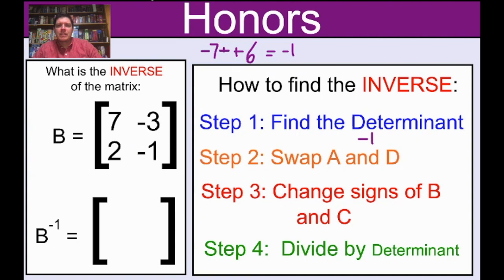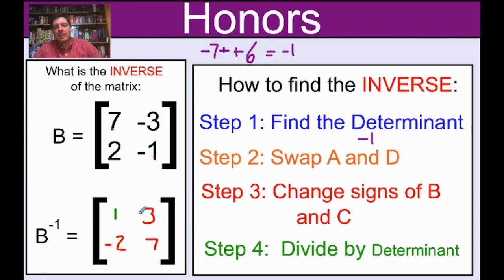Okay, next step, step number 2. I'm going to flip the 7 and the negative 1. Swap those positions. Step number 3, we're going to change the signs of the other two numbers, but keep them in place. So positive 3 and negative 2. Step number 4 is I need to divide each of these numbers by the number negative 1. So negative 1 divided by negative 1 is going to become a positive 1.